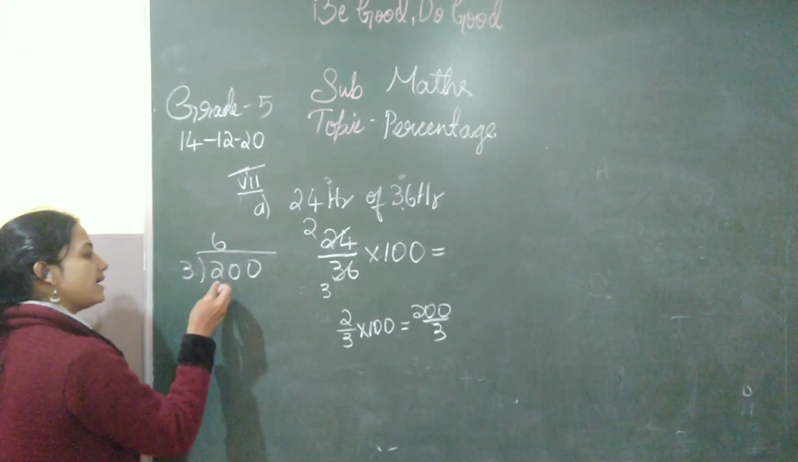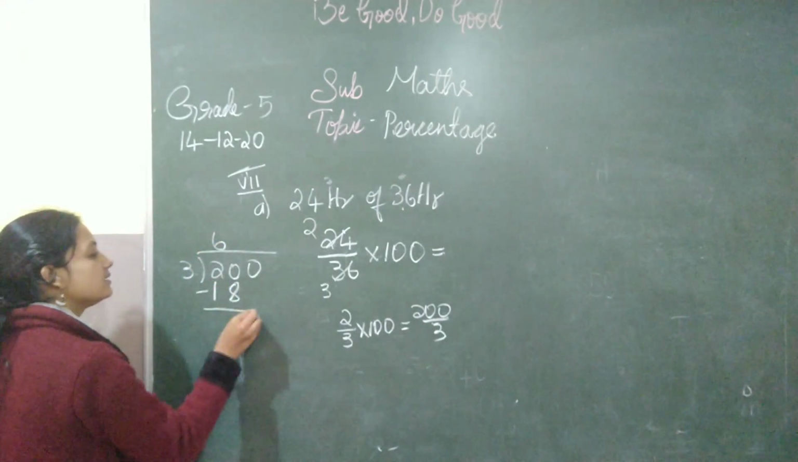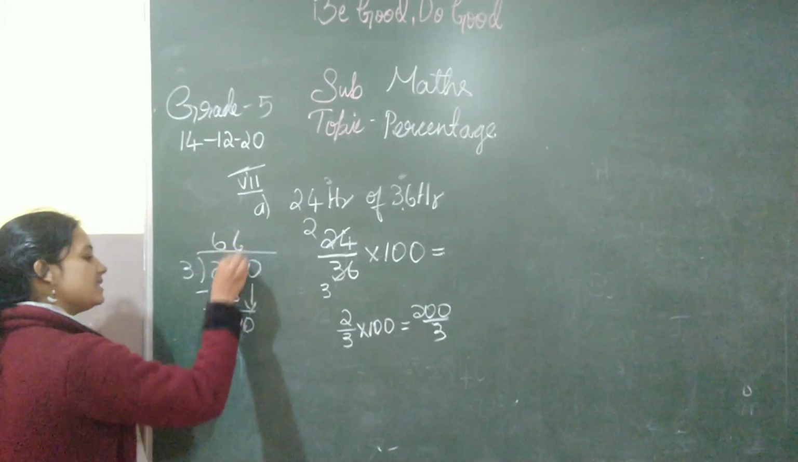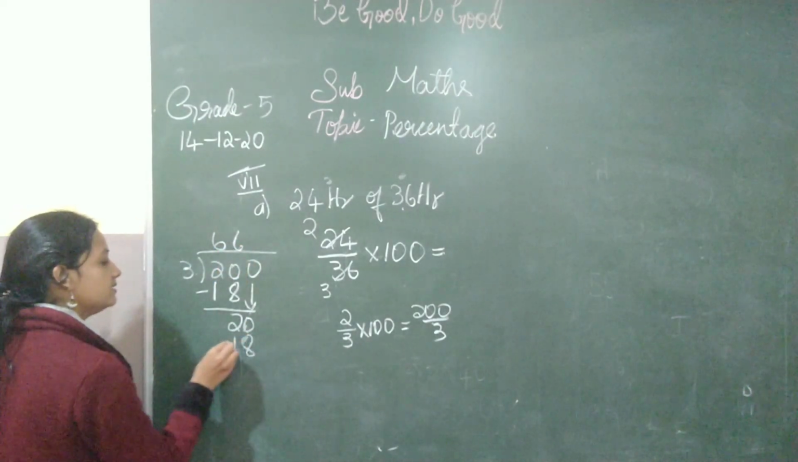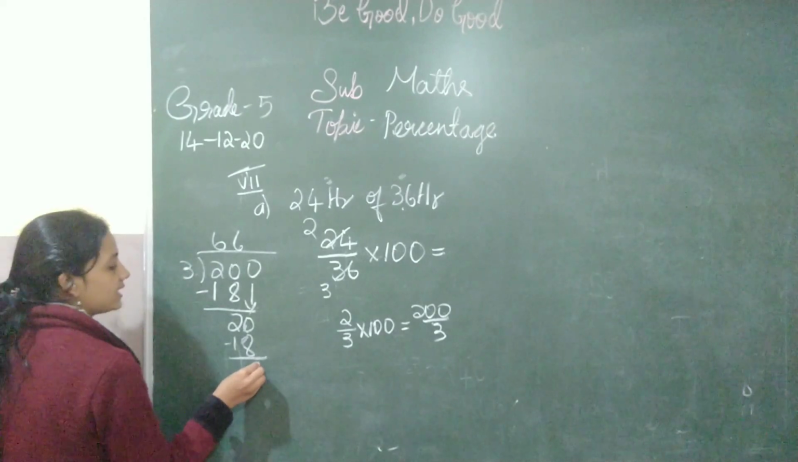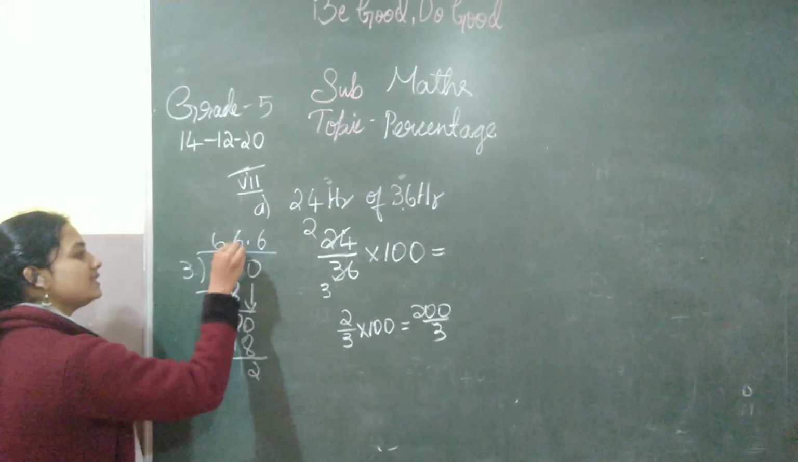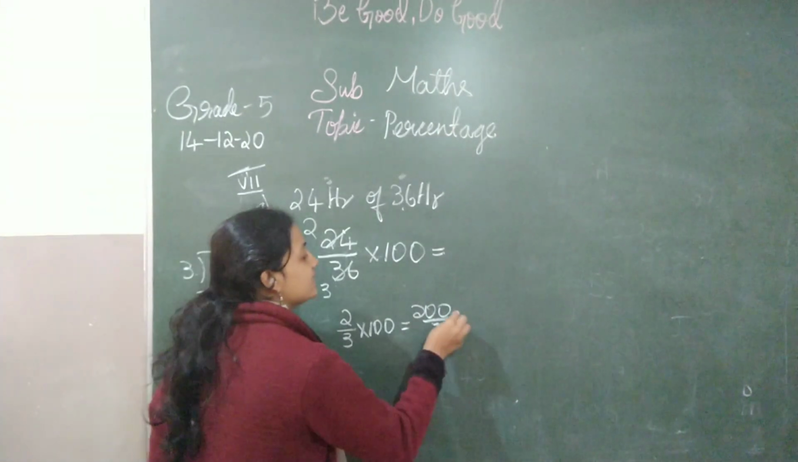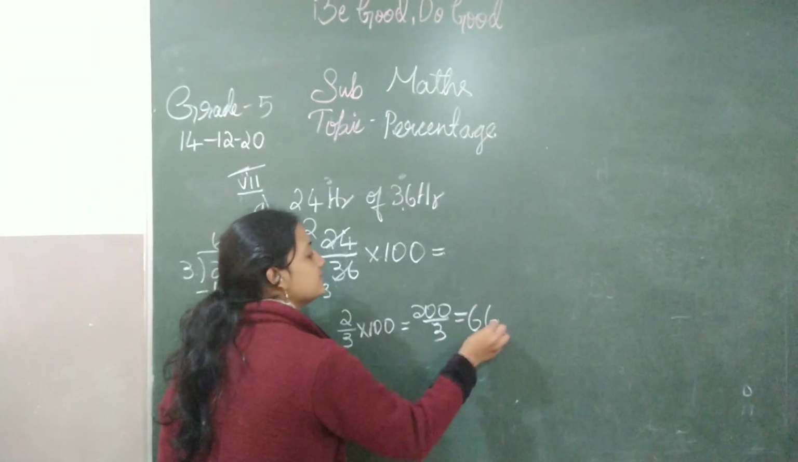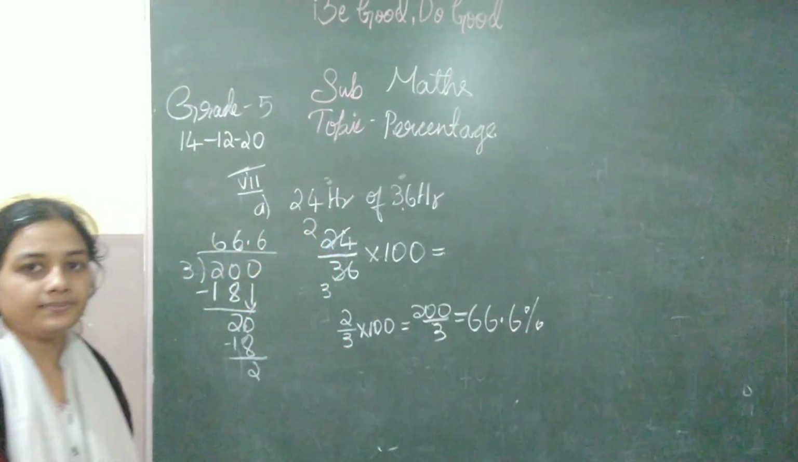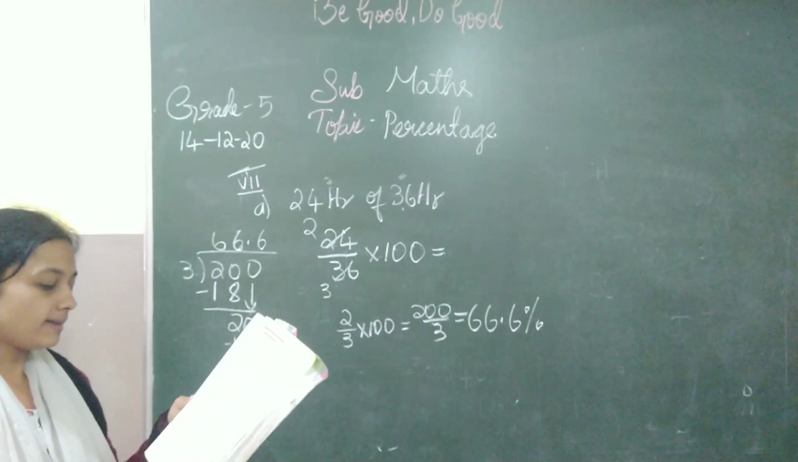3 6s are 18. Again 3 6s are 18. So again I get 2 remainder. So again it goes on continuing, 66.6666. So my answer is 66.6%. Okay.